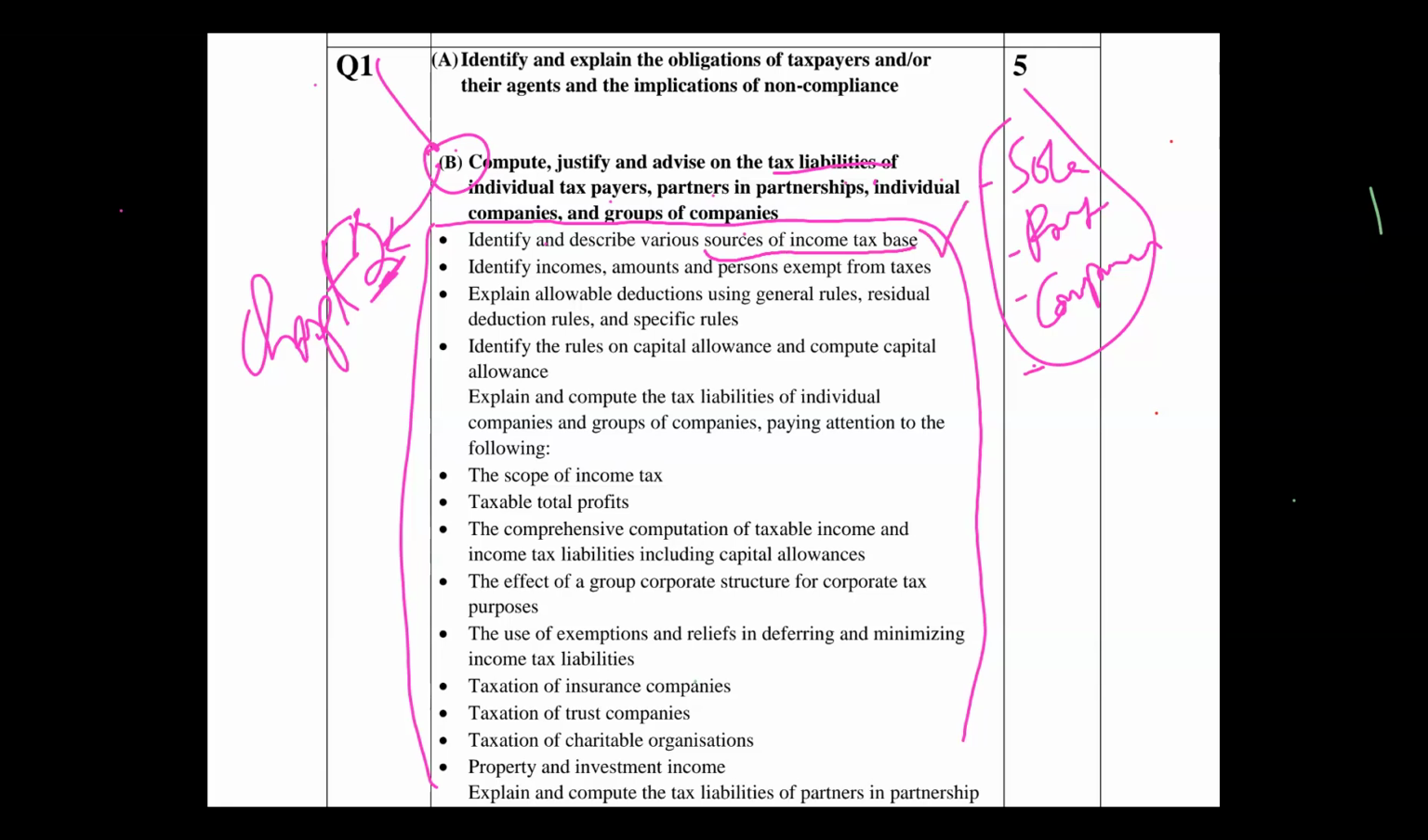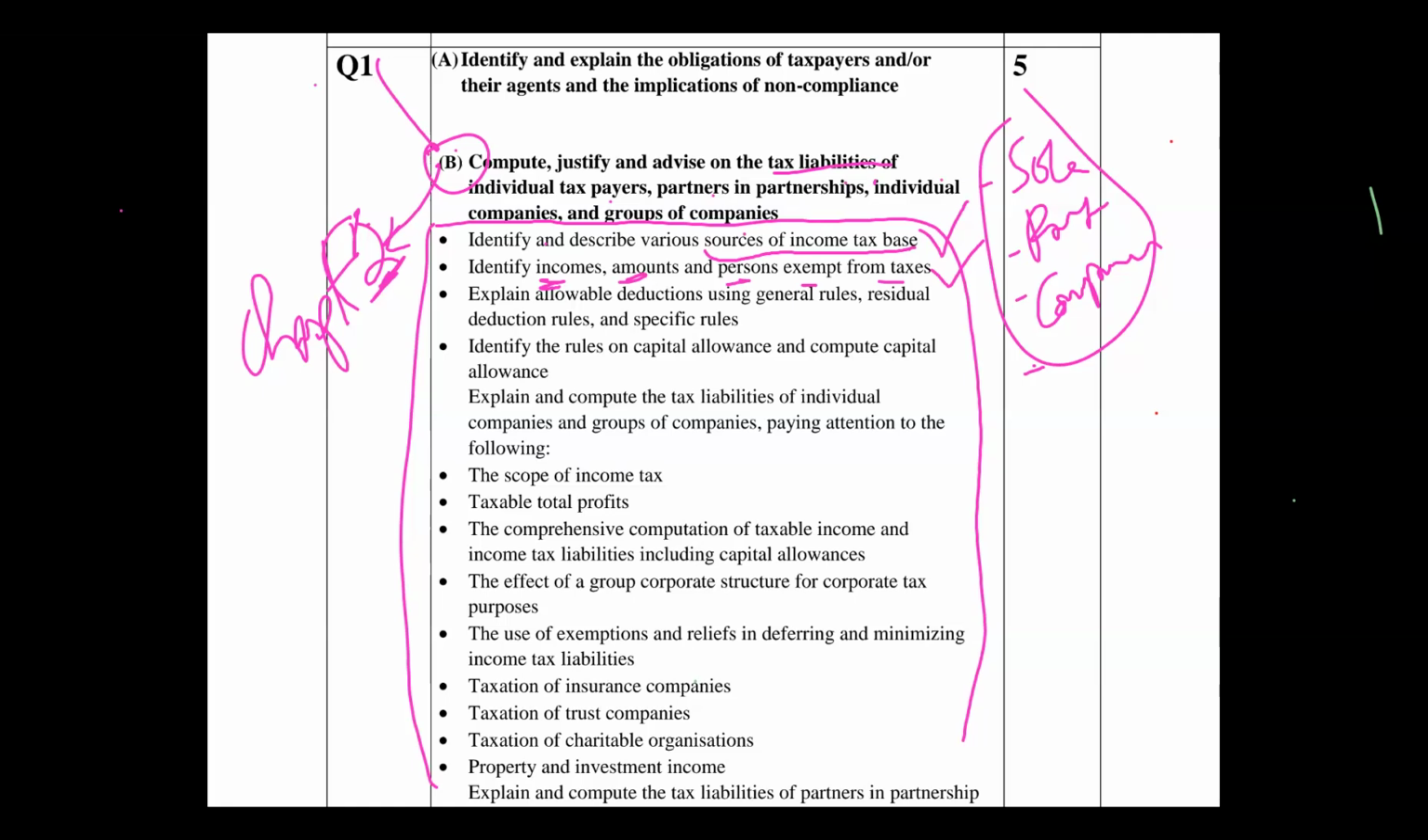In Ghana, identify incomes, amounts, and persons exempt from tax. So exemptions: which people, which incomes, which amounts, which persons are exempt from taxes. So when I'm studying sole proprietorship, partnership, and companies, these are the theories I have to read on because they can ask questions on these very specific areas.